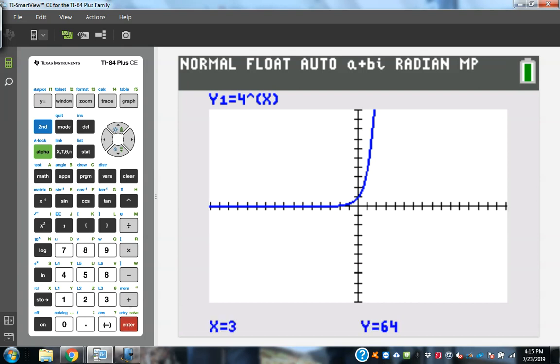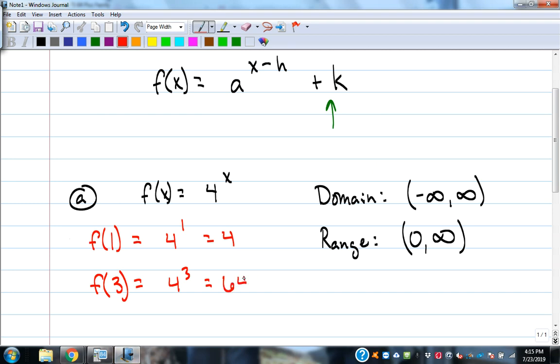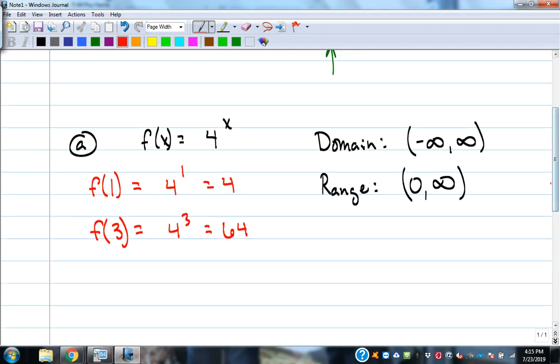Hit enter, and it gives me back that 64. 4 times 4 times 4 is 64 anyway. So I get a y value there based on a function value. Also, we could plug in a negative number. Let's do a -2. Would be a good one. This goes back to those exponent rules that we talked about last week. That's really 1 over 4 squared, and we know that that's 1 over 16.